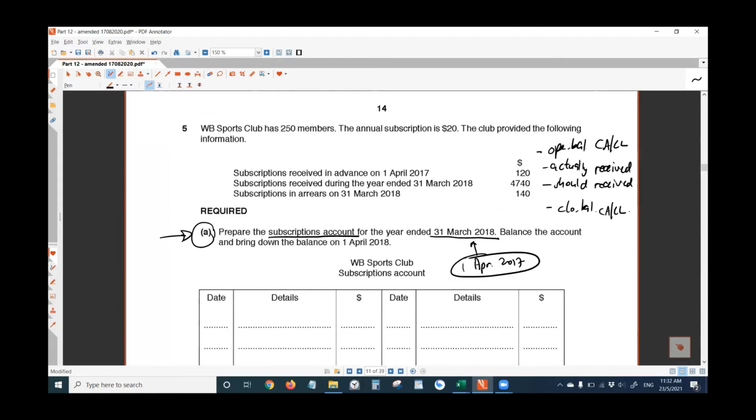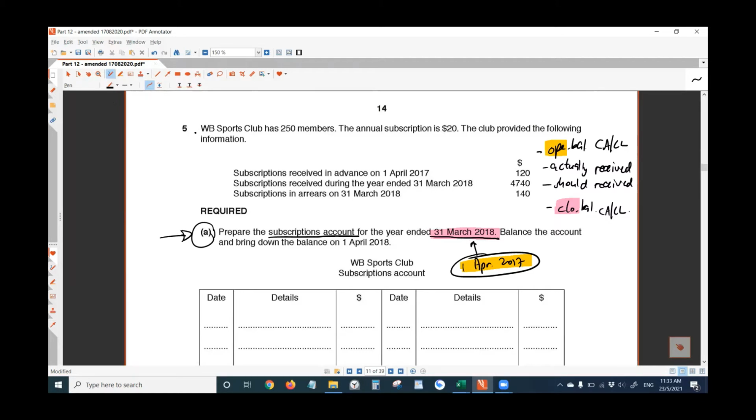Why is it important to find the beginning of the year? Because you need to know where the opening balance is. Opening means the beginning of the year, and closing means the end of the year. This is what you know. Balance the account and bring down the balance, which means doing the balancing process.